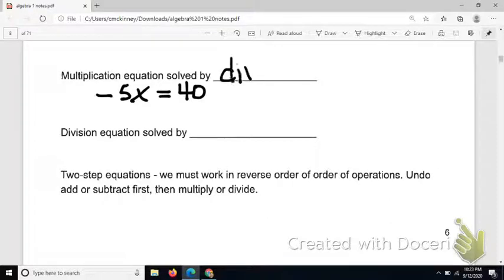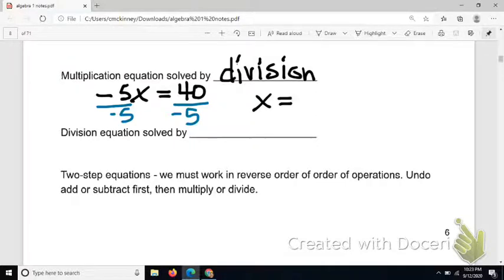So we solve multiplication equations by using division. I'm going to divide by whatever that coefficient is. The number multiplied times the x is called the coefficient. Divide both sides by the coefficient. And then we know when we divide opposite signs, we get a negative.